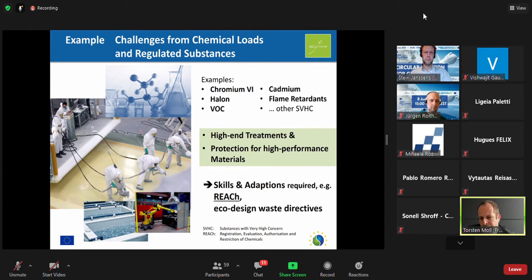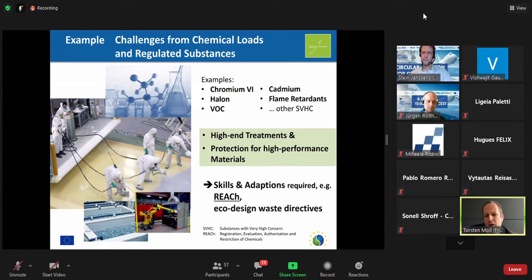Basically, in aviation, it's about protecting high-performance materials here, and you need high-end treatments, and they are not always easy to deal with. And we need to understand that. We need to develop the particular skills to substitute and to adapt for this. We have the REACH regulation, and of course we need waste directives here for dealing with these materials.